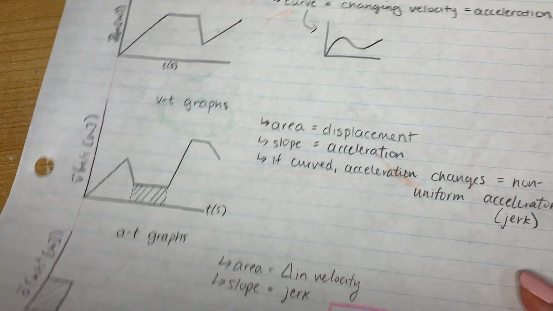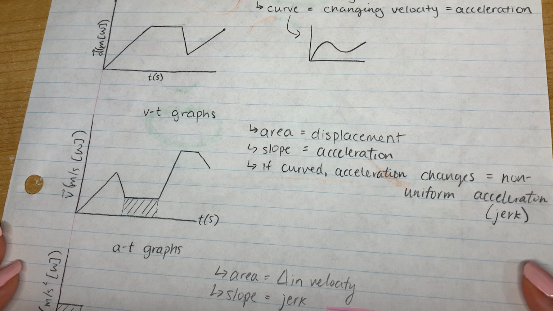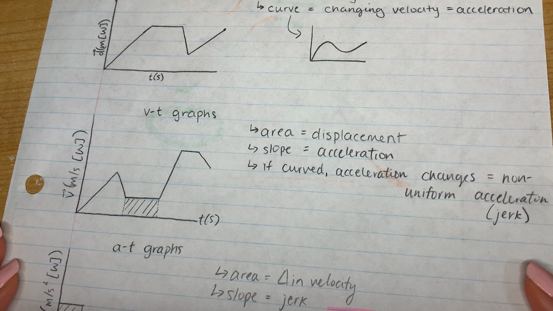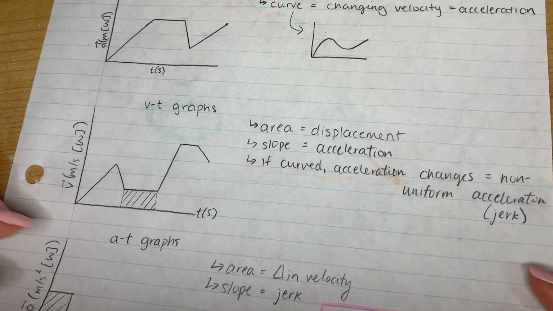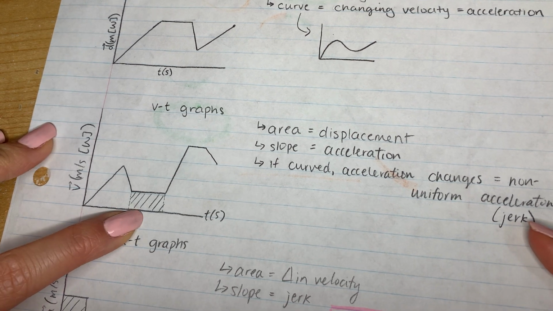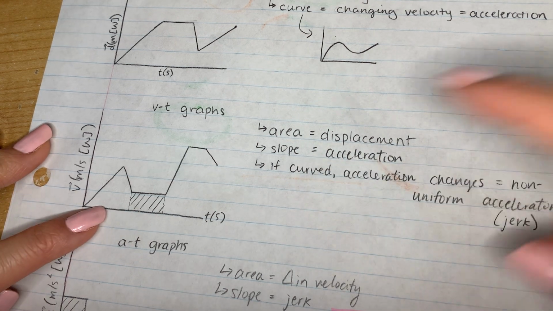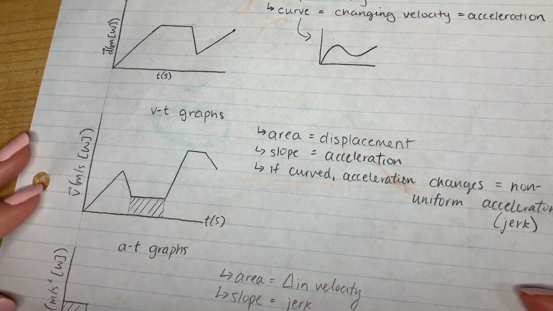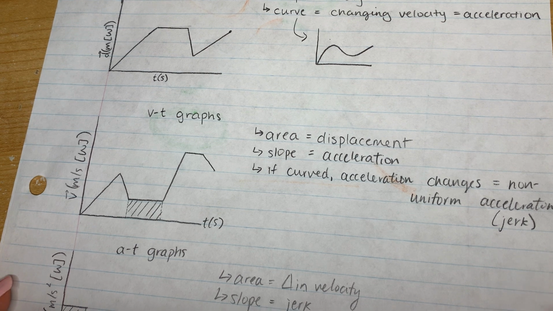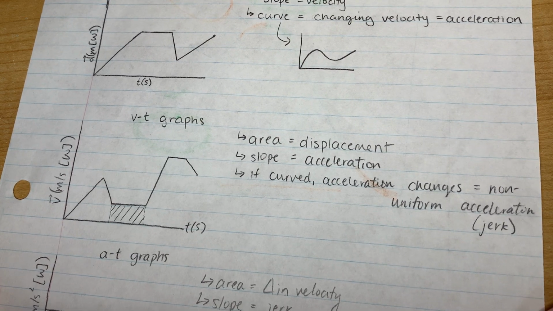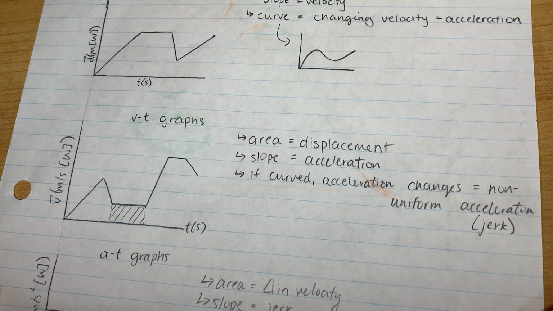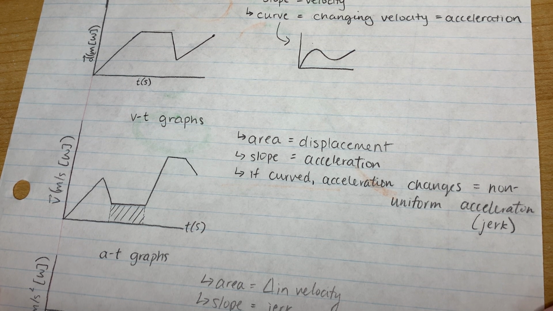Anyways, now let's talk about VT graphs. So the area under the graph at any point in time is always equal to the displacement. So, the slope of the graph at any point in time is equal to the acceleration. And if the VT graph is curved, this means acceleration changes, which also means there's non-uniform acceleration occurring, also known as jerk, as I mentioned before.